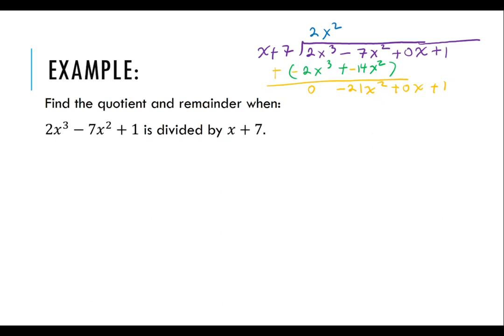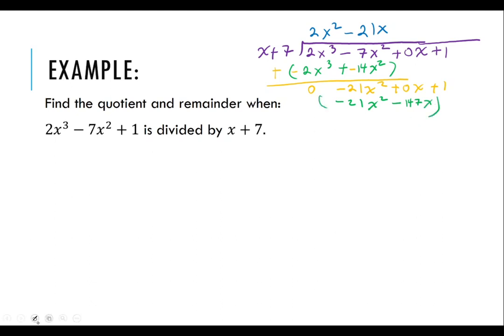What number times x will give us negative 21x squared? Well, that's going to be negative 21x. So now we multiply. Negative 21x times x is negative 21x squared. Negative 21x times 7 is negative 147x.